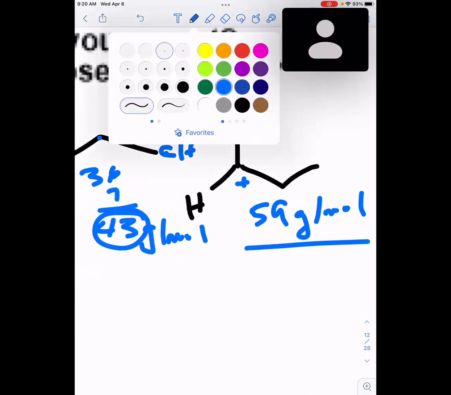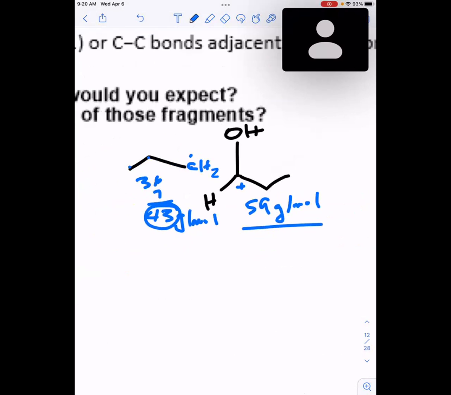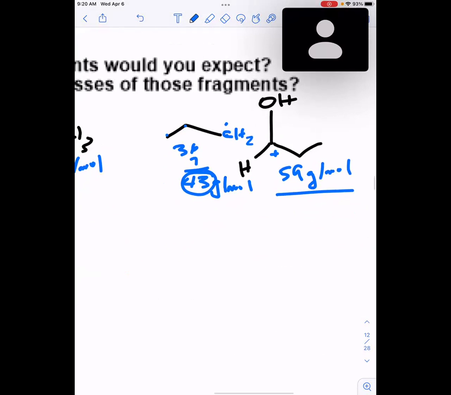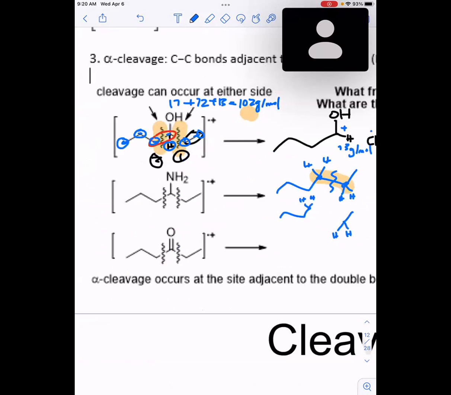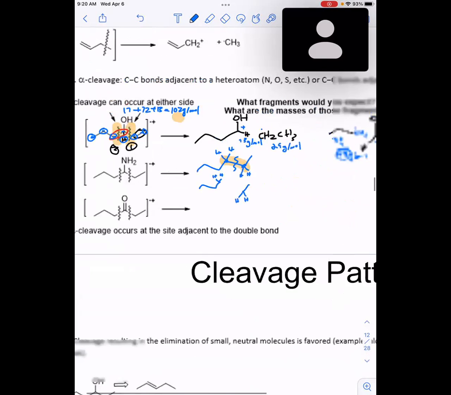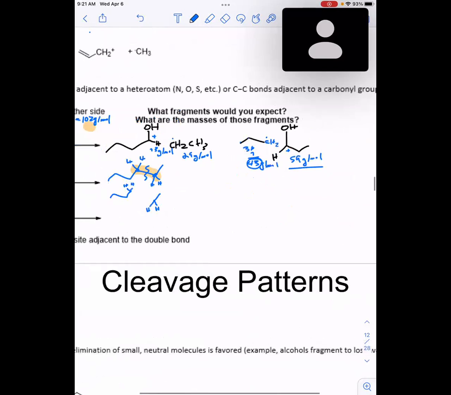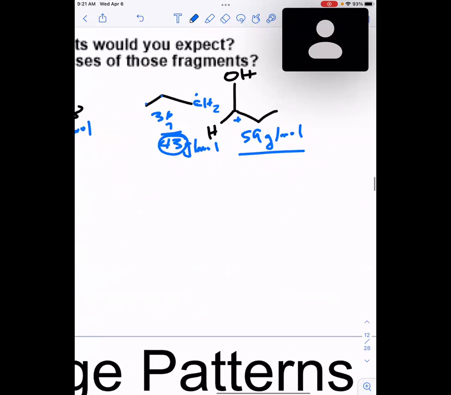Go ahead. What's your question? I was asking, did that come from the bond on the left hand side? Well, it's what I have labeled as 2. Because if you have 2 alpha positions, you're going to get two fragments. All right. Did that answer your question, or do you still have a question?